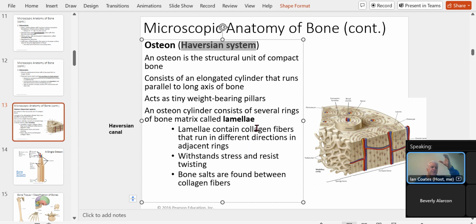You can see in the next slide that with these collagen fibers, one of them will go this way, the other one will go this way, and the other one will go this way. Because it's all about compensating for the torque of the bones, to withstand stress and resist twisting. The bone salts are found between the collagen fibers.